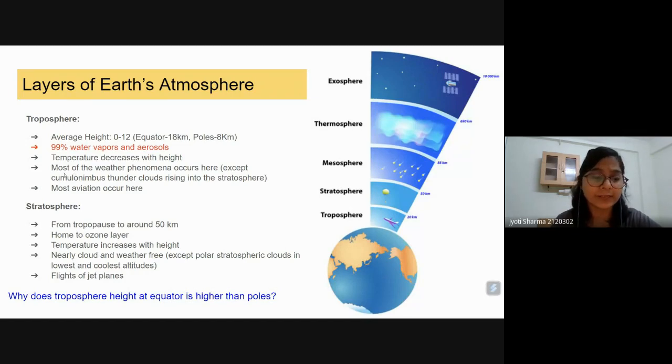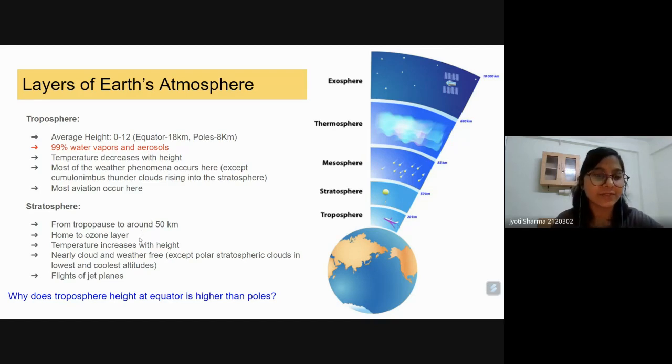The fourth characteristic feature of the troposphere is that most of the weather phenomena occur here. This is obvious because the concentration of gases is highest in the troposphere, and we have the crust and all the different types of earth features in the troposphere. So whatever weather phenomena occur, occur in the troposphere, except some cases such as cumulonimbus thunder clouds rising into the stratosphere. We will talk about it in the next slide. Then most of the aviation occurs at this height. This is also obvious, since it happens in the troposphere.